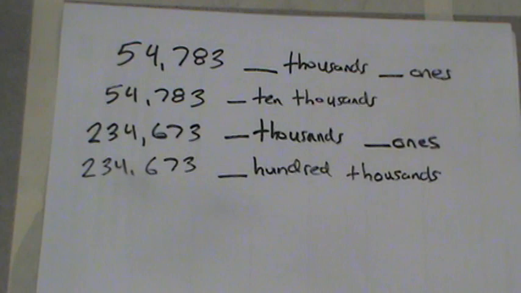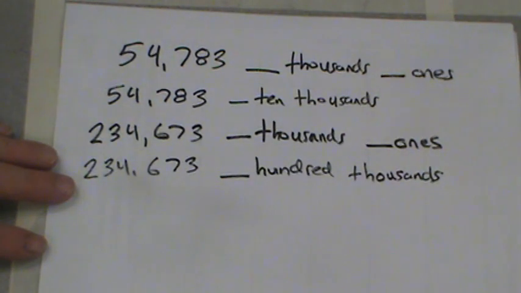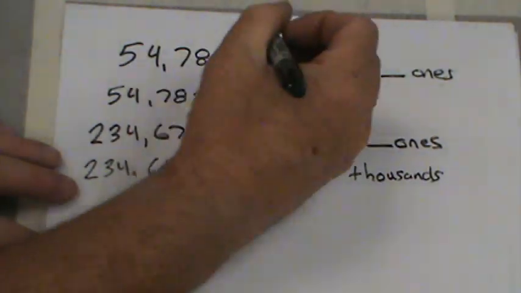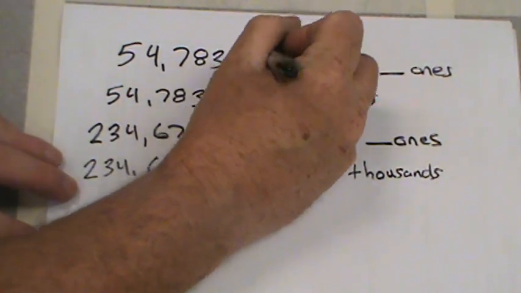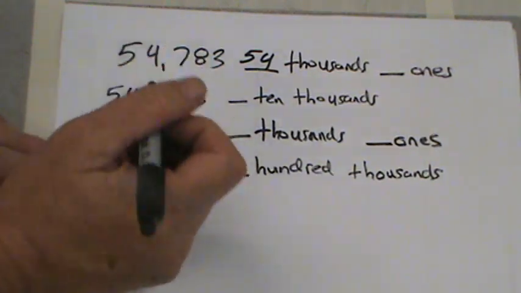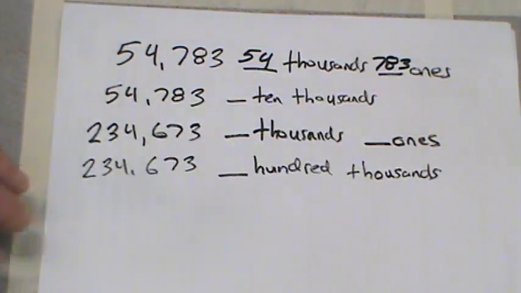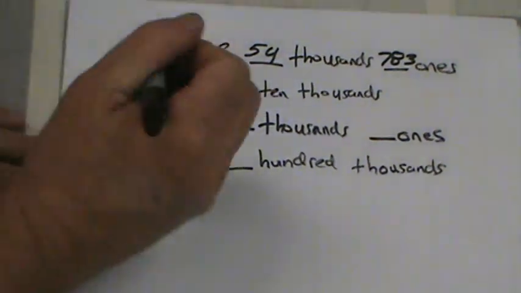All right, 54,783. How many thousands and how many ones? Well, you could look at this and say, I know my comma's right there, separating the periods of numbers. So how many thousands are there? Well, there's 54 thousands. And a total of how many ones? The ones would be right here. There's our thousands, there's our ones. So it's 783 ones. This one's always kind of tricky for us.